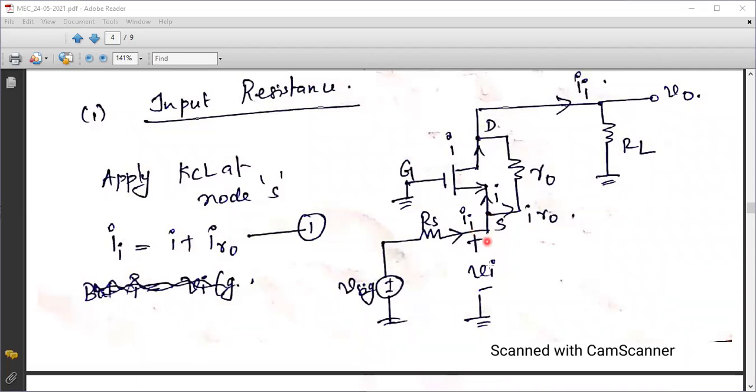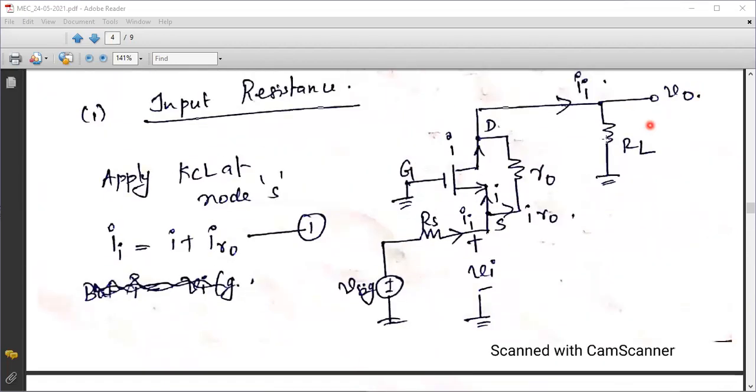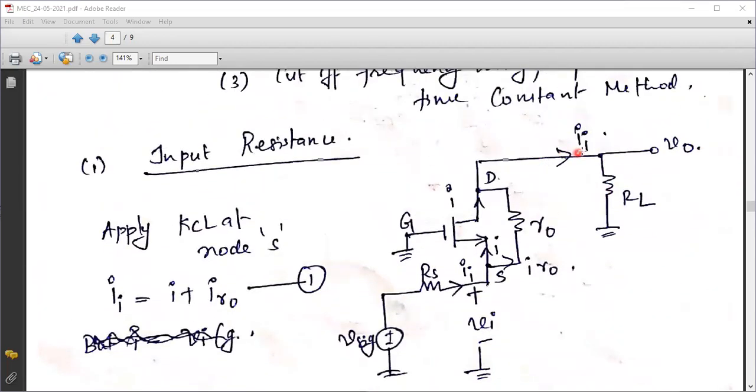To the source terminal, we have the voltage Vi, and at the drain terminal, we have the voltage V0. So the voltage difference is Vi minus V0 divided by the resistance R0. So the expression for IR0 is Vi minus V0 divided by R0. Now, V0 is the output voltage across the load resistance, and the current IA is passing through the load resistance. So you can write the expression of V0 by using Ohm's law, that is nothing but IA into RL.